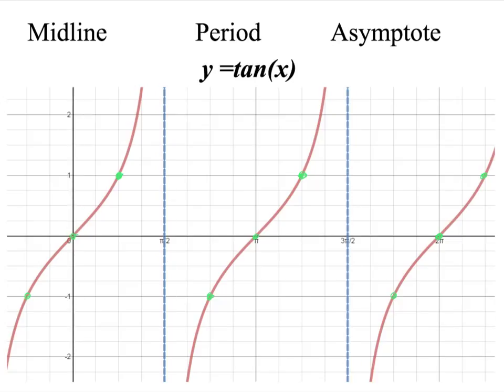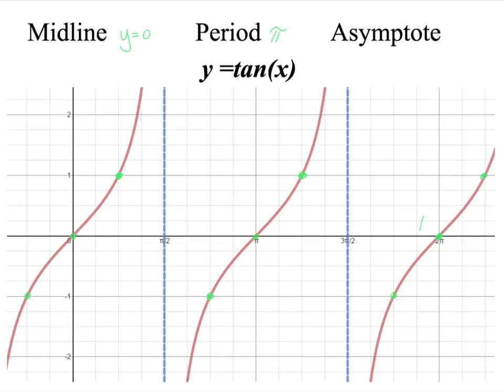So let's talk about this. What is my midline? Well, for tangent, it is just y equals 0. What is my period? Oh, it's different. If you look at this graph, if you go from here up the line back to there, and then it repeats, so from here to here it has a period of pi. Tangent doesn't repeat at 2 pi, it repeats at pi.